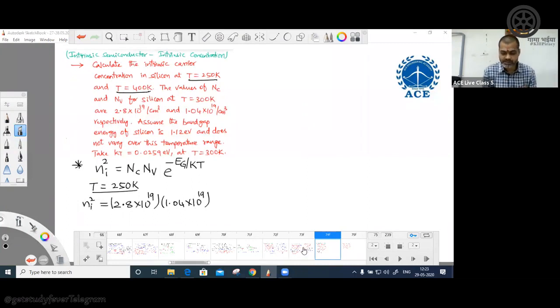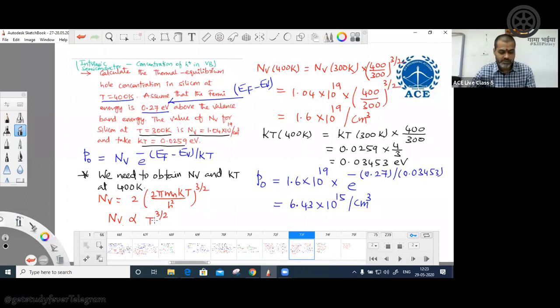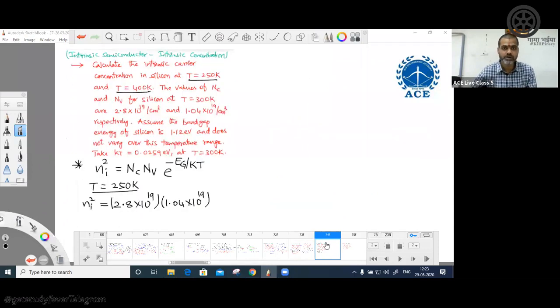If you remember the previous problem, Nv is proportional to T power 3 by 2, and Nc is also proportional to T power 3 by 2. So Nc Nv is proportional to what? T cube. So can I write now, because I am calculating at 250, 250 by 300 whole power 3. Hope I am clear with what I have written now. Okay, into e power minus Eg.